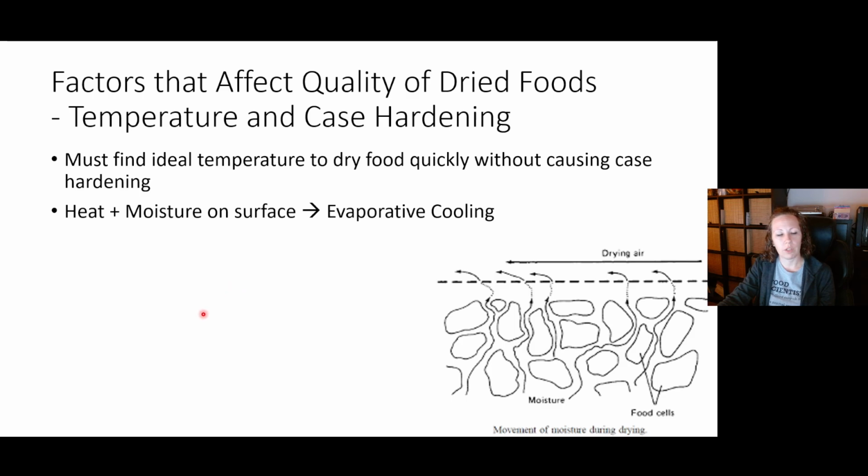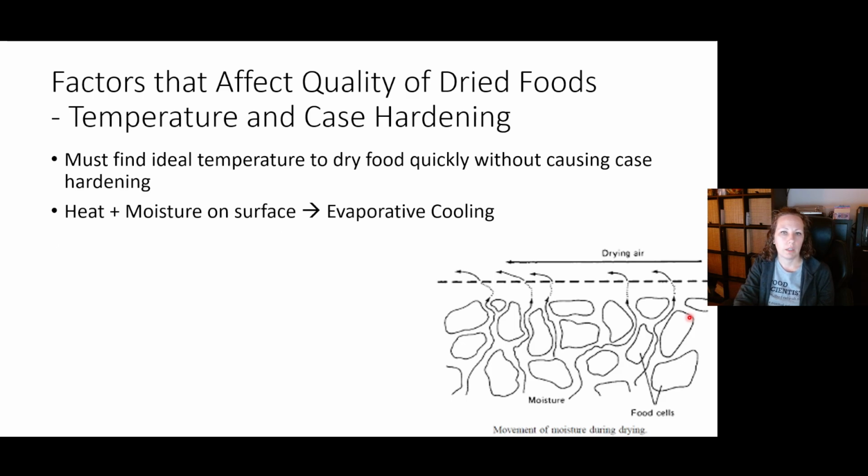And so the other thing to keep in mind is that heat plus moisture that is still on the surface being evaporated. Think about when you sweat, that causes evaporative cooling, and that actually helps limit the damage that is occurring on the surface. Okay, so as long as you can keep moisture flowing, you're preventing the surface from getting too hot and having damage to the food.